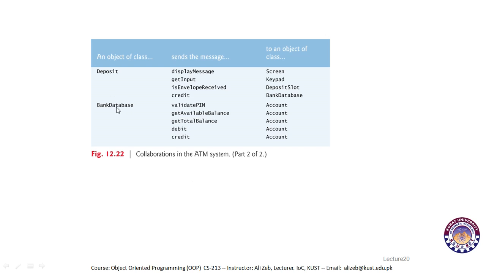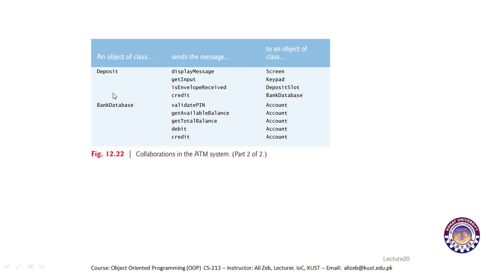Similarly, the deposit class will need to send a message to the screen class to display a message on the screen. It will need to send a message to the keypad to get an input, for example, how much the amount is that the user needs to deposit. And it will need to send a message to the deposit slot to check if the envelope has been received. And it will need to send a message to the bank database class to credit some amount in the user's bank balance.